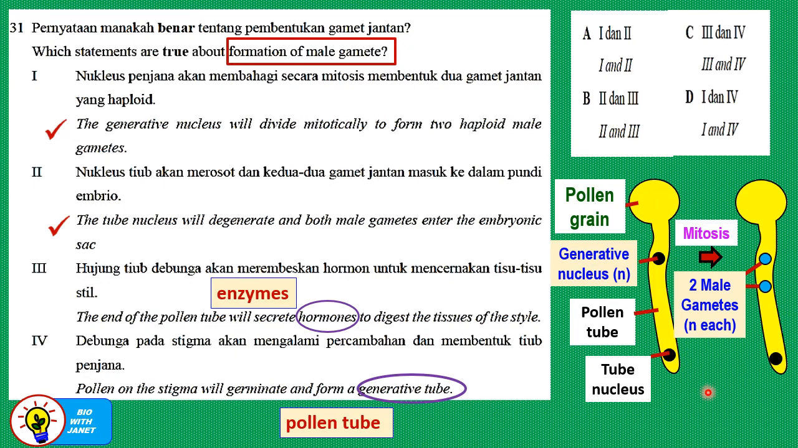Now, thirdly, the end of the pollen tube will secrete hormones to digest the tissues of the style. So this word hormones is wrong. It should be secrete enzymes. Enzymes are not hormones. So this third statement is wrong because of the wrong term used here. Now, fourthly, pollen on the stigma will germinate and form a generative tube. So it's not a generative tube, it's called a pollen tube, as seen here, right? So again, wrong term used. So the answer should be 1 and 2, so it is A.